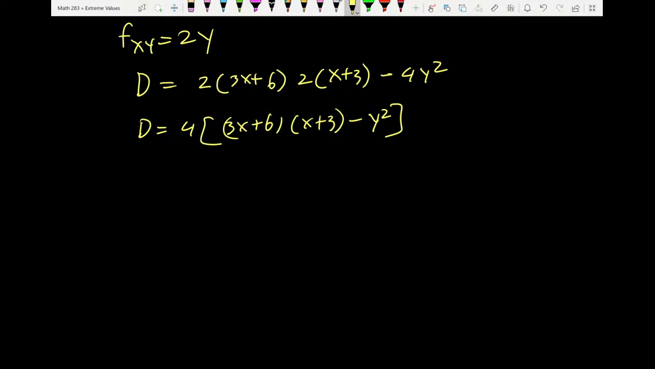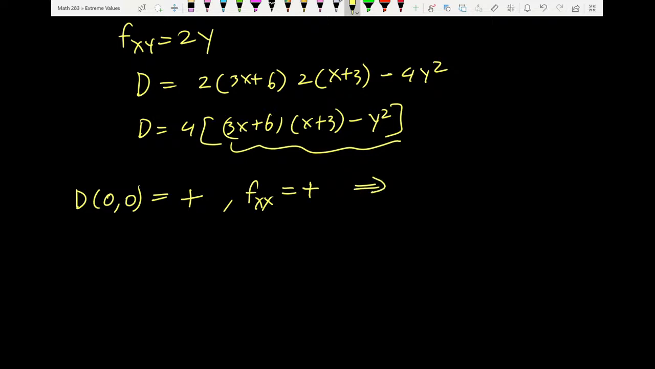All right. So let's look at it. So we could work with only this part, less multiplication. So what's D of 0, 0? It's positive. I don't care about that. And f sub xx is what? Also positive in this case. So therefore it's what? Minimum.